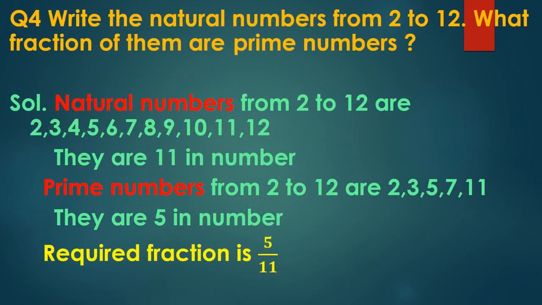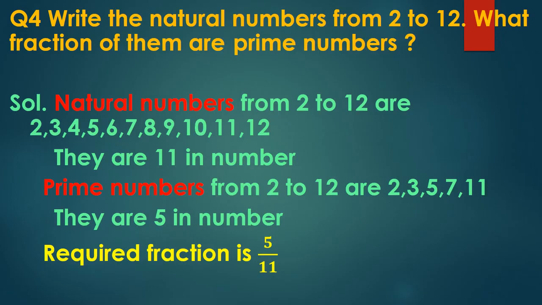Next question is, write the natural numbers from 2 to 12. What fraction of them are prime numbers? Natural numbers from 2 to 12 are 2, 3, 4, 5, 6, 7, 8, 9, 10, 11, 12. These are all natural numbers. Counting numbers are called natural numbers. And from 2 to 12 is asked in the question, so we have written from 2 to 12.